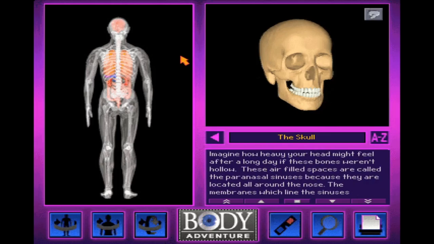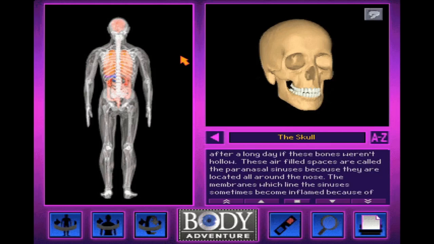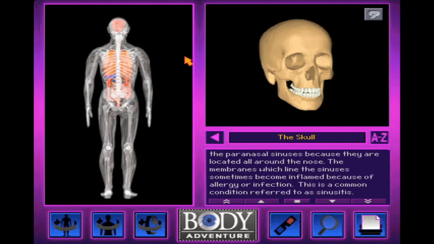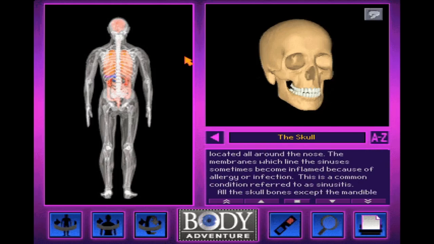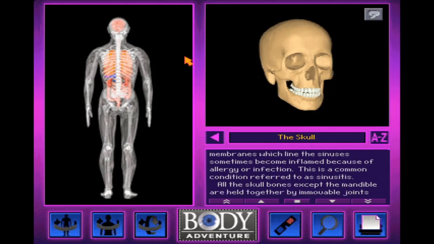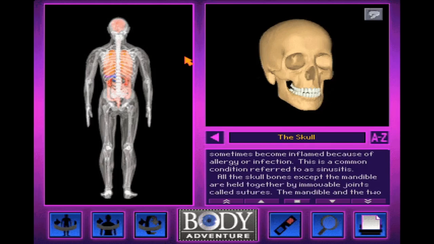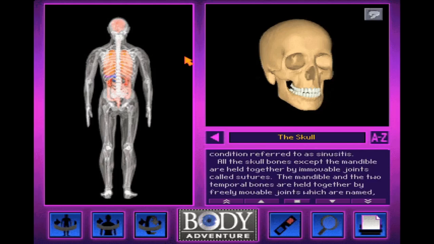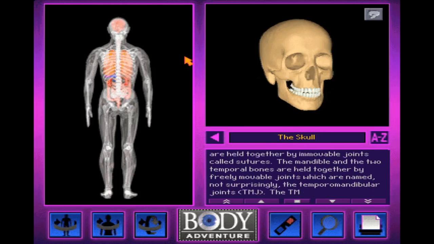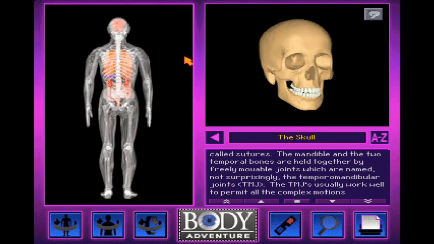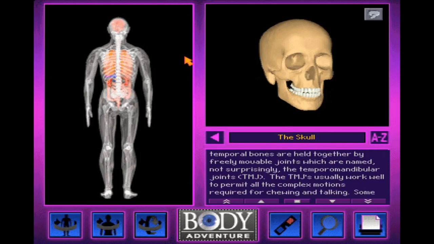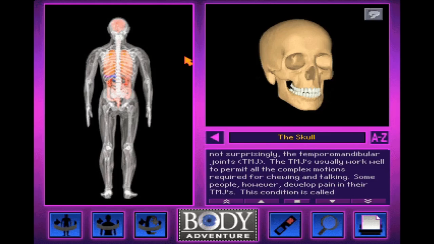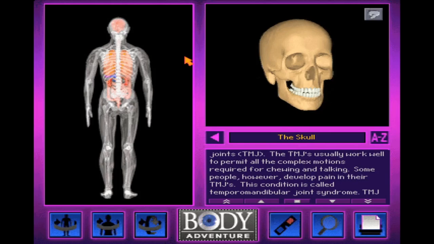These air-filled spaces are called the paranasal sinuses because they are located all around the nose. The membranes which line the sinuses sometimes become inflamed because of allergy or infection. This is a common condition referred to as sinusitis. All the skull bones, except the mandible, are held together by immovable joints called sutures. The mandible and the 2 temporal bones are held together by freely movable joints, which are named, not surprisingly, the temporomandibular joints, TMJ. The TMJs usually work well to permit all the complex motions required for chewing and talking.